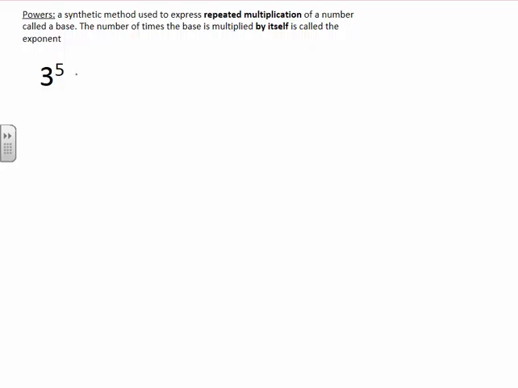We have an example right here. This is read as such, 3 to the power of 5. First we have to identify what the base is and what the exponent is. So 3 represents our base, and 5 represents our exponent.